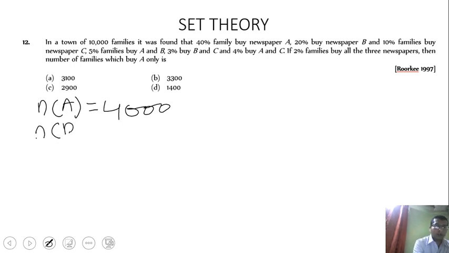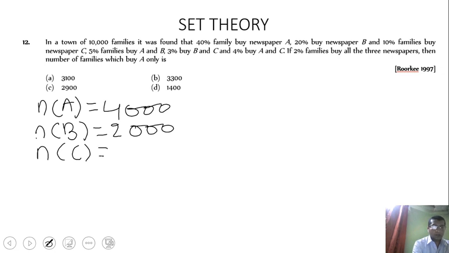Next, n(B) is 20% of 10,000. 20 divided by 100 times 10,000 gives us 2,000. Next, n(C) is 10%. 10 divided by 100 times 10,000 gives us n(C) equal to 1,000.